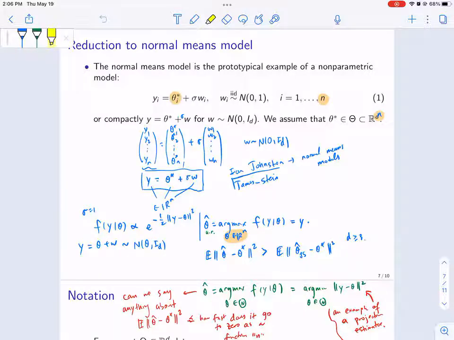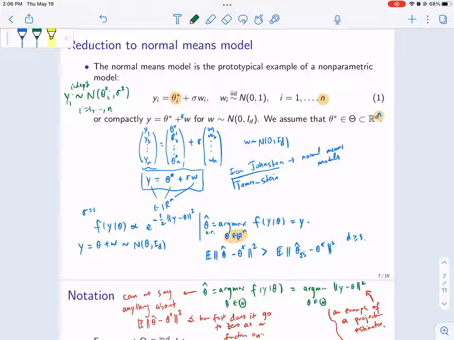And many interesting problems can be reduced to this model. The idea is that we observe a sequence of Gaussian variables where the mean is dependent on the index. So observation yi. The simplest way of writing it is just that yi is normal, with mean theta star i and variance sigma squared. Okay, and these are independent. They're not IID because the mean depends on the ith index.